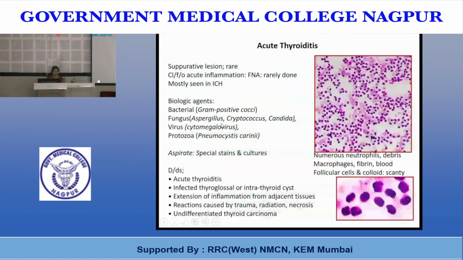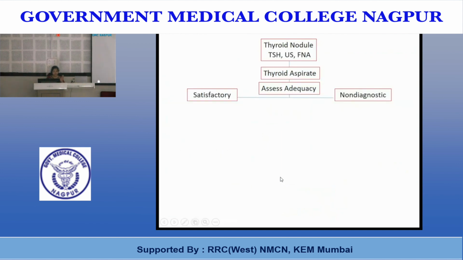And a word about acute thyroiditis: numerous neutrophils, just like any other abscess-like picture. It is quite rare, and FNA is rarely done, but if you do have an aspirate, you put in special stains to identify the biologic agents, and you can even send it for culture. And more commonly, it is an extension from an adjacent inflamed tissue.